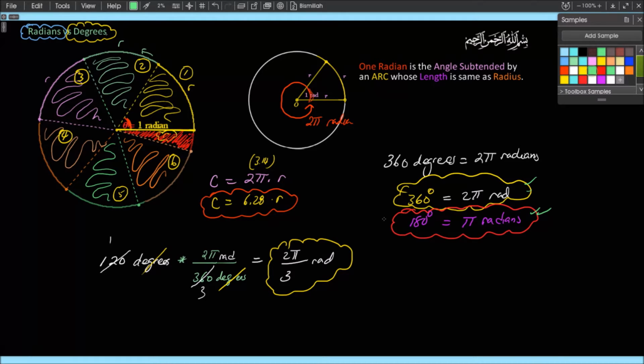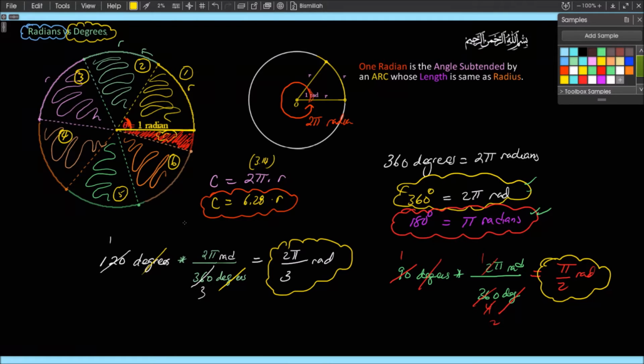Okay, let's do another one. How about 90 degrees? How many radians is that? Well, 360 degrees is 2 pi radians, right? Degrees cancel out, and if you simplify this, it's going to be pi over 2 radians. 90 goes into 360 four times, and then 2 goes into 4 twice, okay? So 90 degrees is pi over 2 radians.